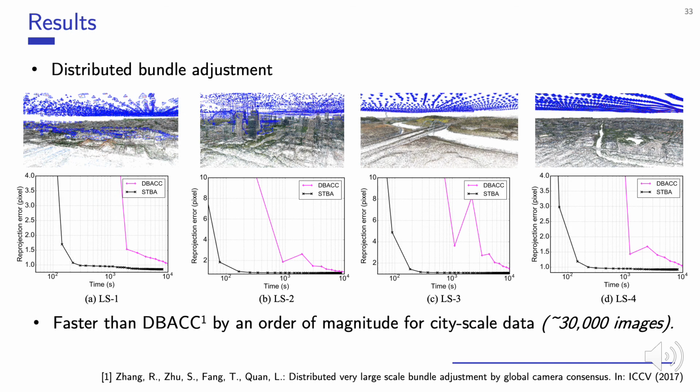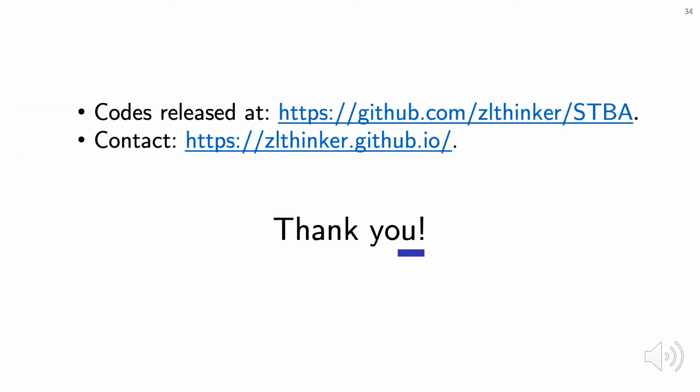To verify the scalability of STBA, we compare it with DBSCC, a state-of-the-art distributed bundle adjustment approach. STBA is faster than DBSCC by an order of magnitude because DBSCC requires heavy inner iterations to ensure convergence. We have released our codes on GitHub.